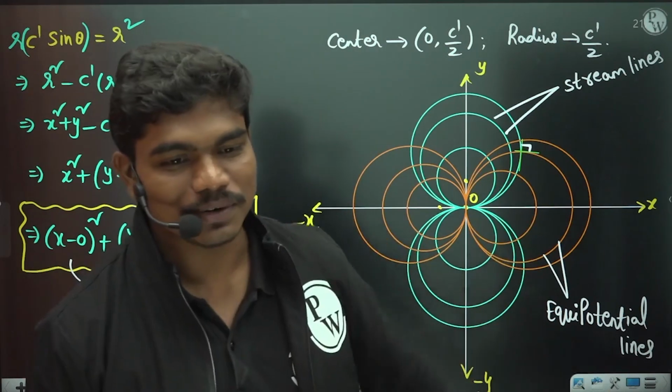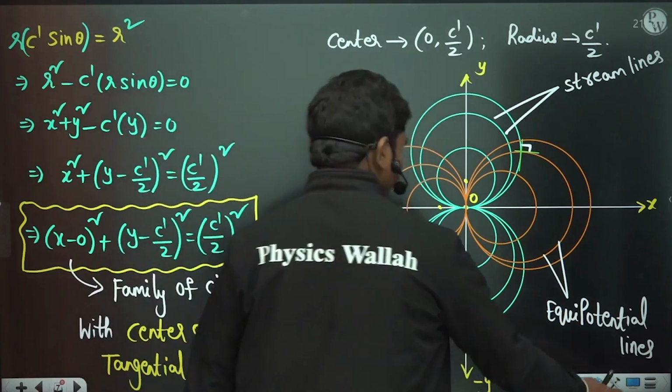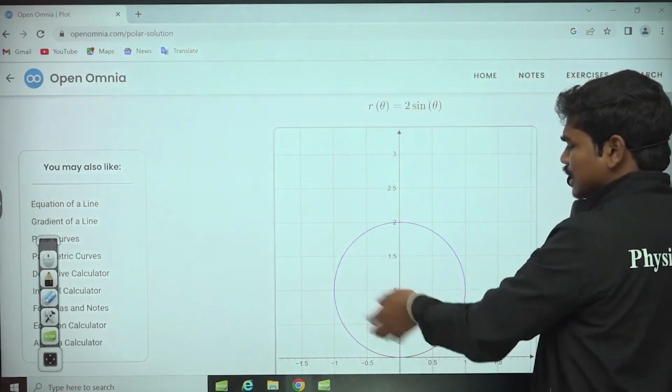Clear? These equations represent circles. I have worked a lot with these equations in polar form, r equal to 2 sin theta, 3 sin theta, all these things.